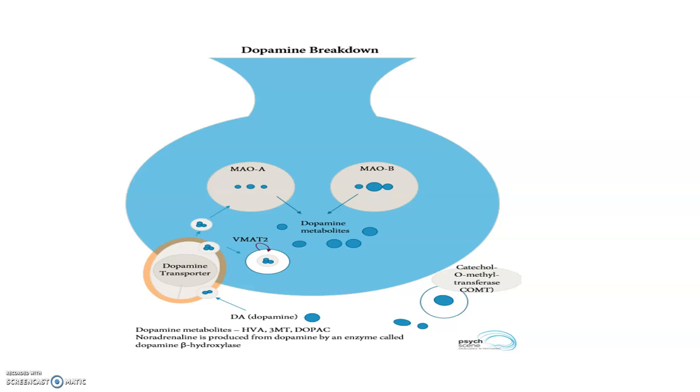The third category of drugs is inhibitors of dopamine metabolism, and that includes two categories. When we talk about metabolism, there are basically two enzymes which have to be inhibited: one is monoamine oxidase B and the other is catechol O-methyl transferase. The drugs which inhibit monoamine oxidase B are rasagiline and selegiline, and the drugs which inhibit catechol O-methyl transferase are tolcapone and entacapone.